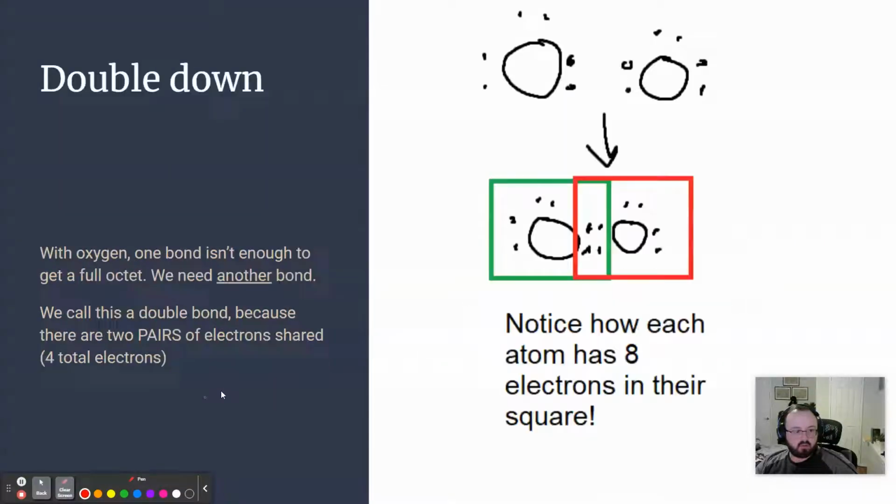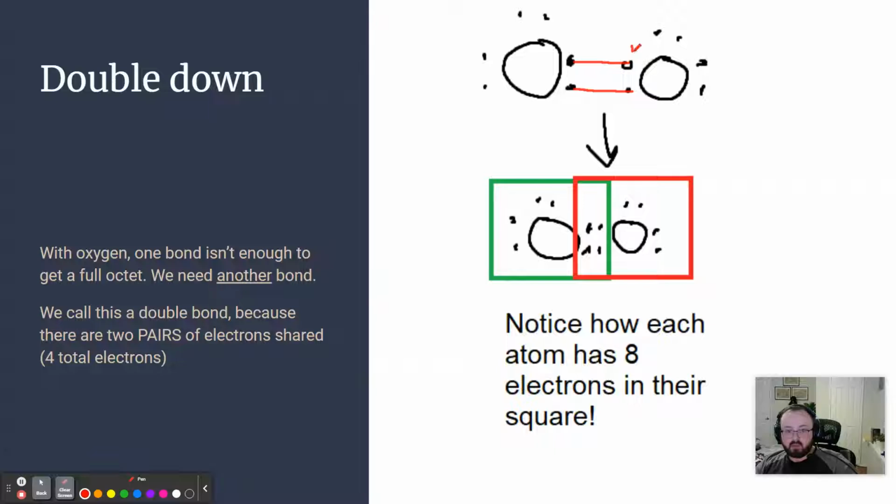Alright, so that was a single bond. We can have a double bond. This is two pairs of electrons. So this oxygen and this oxygen form a bond. This oxygen and this oxygen are going to be forming a bond. So there's one from each oxygen.